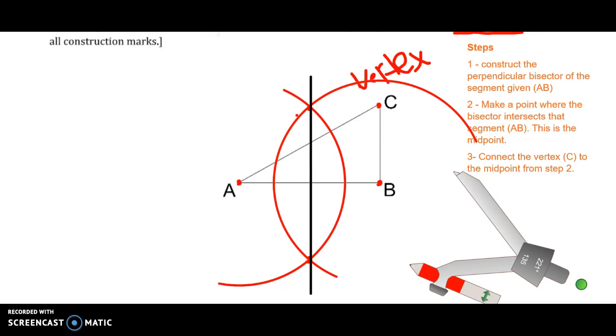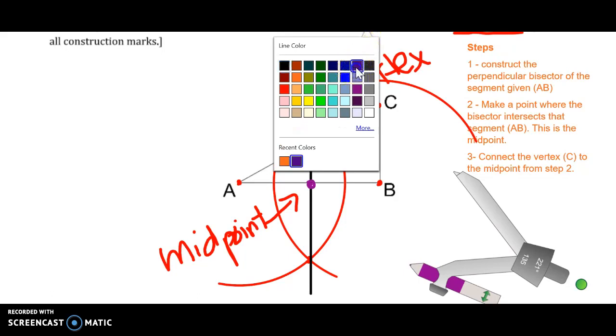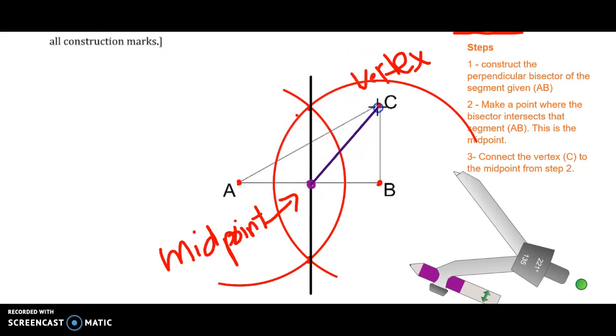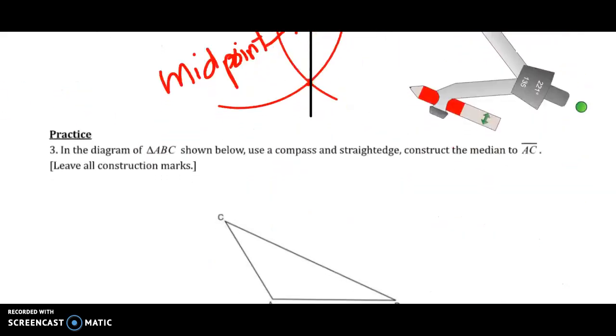And our next step is to put a point where that perpendicular bisector crosses AB. That's our midpoint. And now we want to connect a point from C to that midpoint. Right? So from C, the vertex, to the midpoint of the opposite side. And that is our median. We will practice this again below.